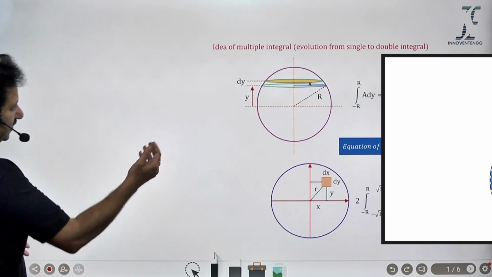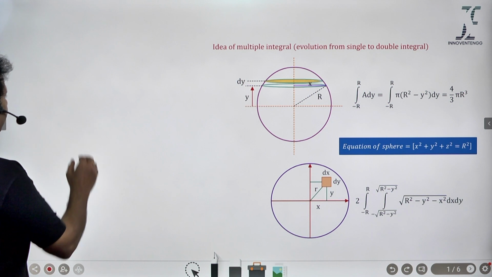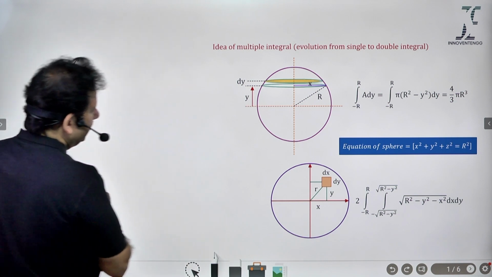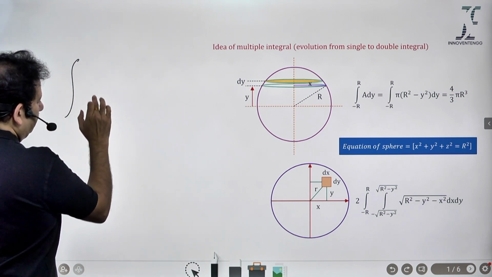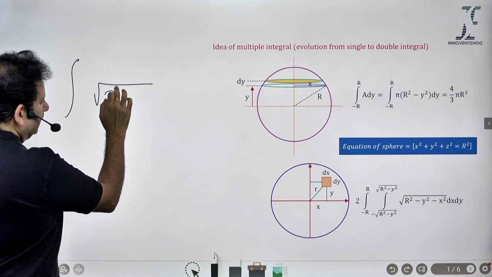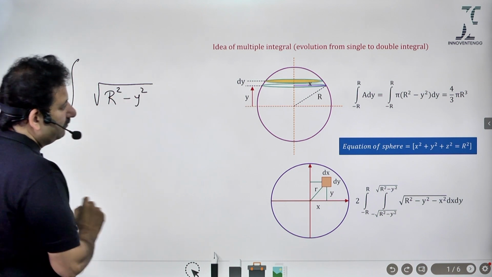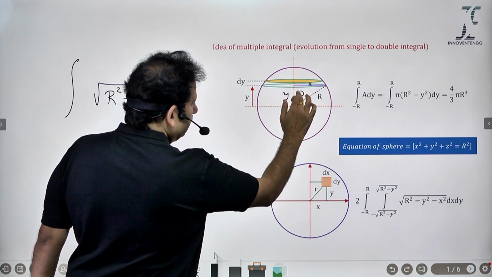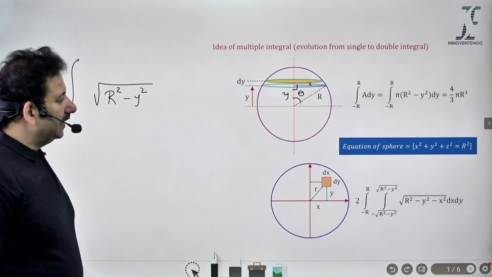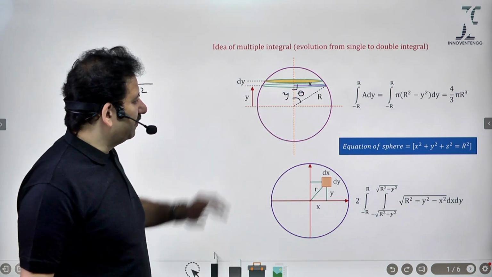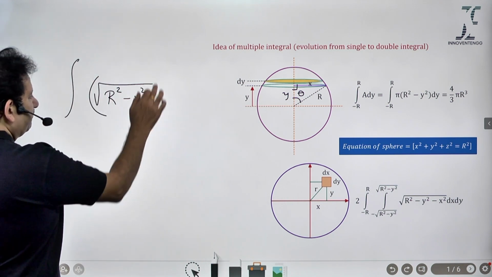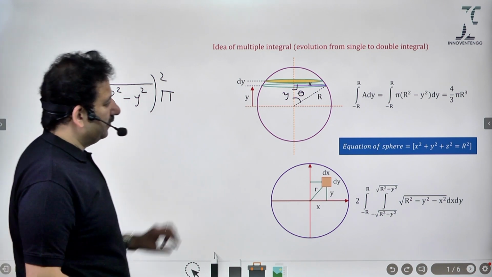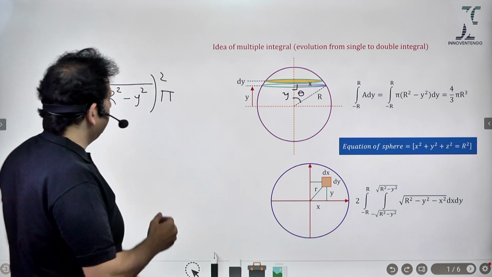So how do you go about it? First, let's evaluate it by single integral. It's very simple. The area of the plate, from the diagram, is quite easy to conceive by using the Pythagoras theorem, knowing that the radius is the square root of r square minus y square, because this is y, this is r. So this is the right angle, and r becomes the hypotenuse. So therefore you get the radius, and radius square multiplied by pi will give me the area of the plate, and that multiplied by the thickness of the plate will give you the elemental volume.